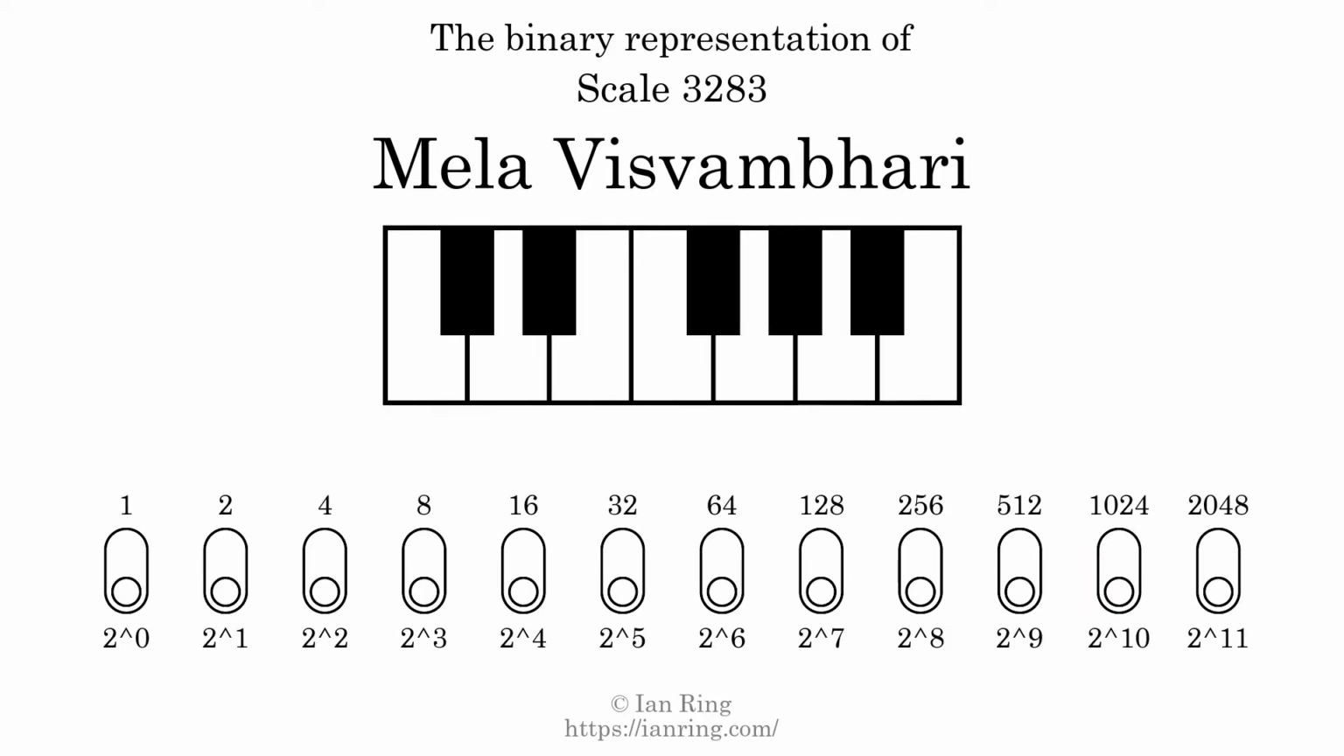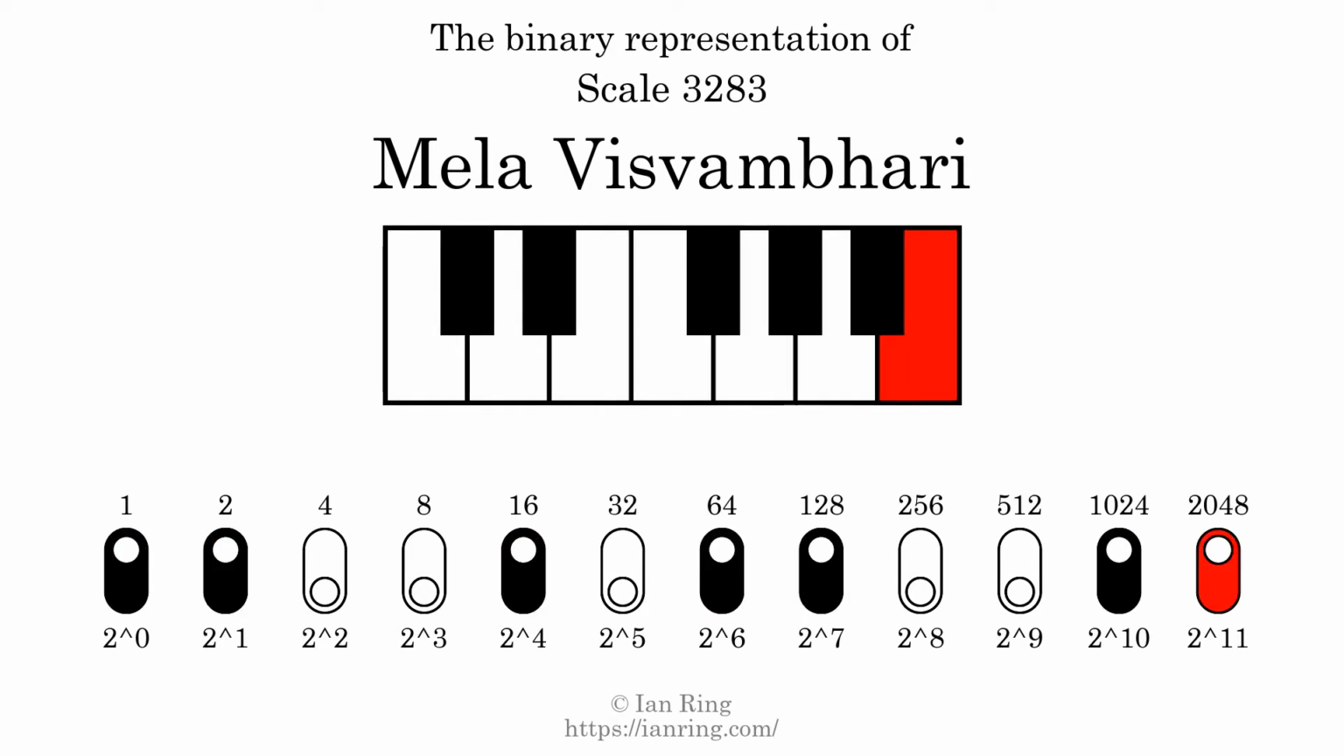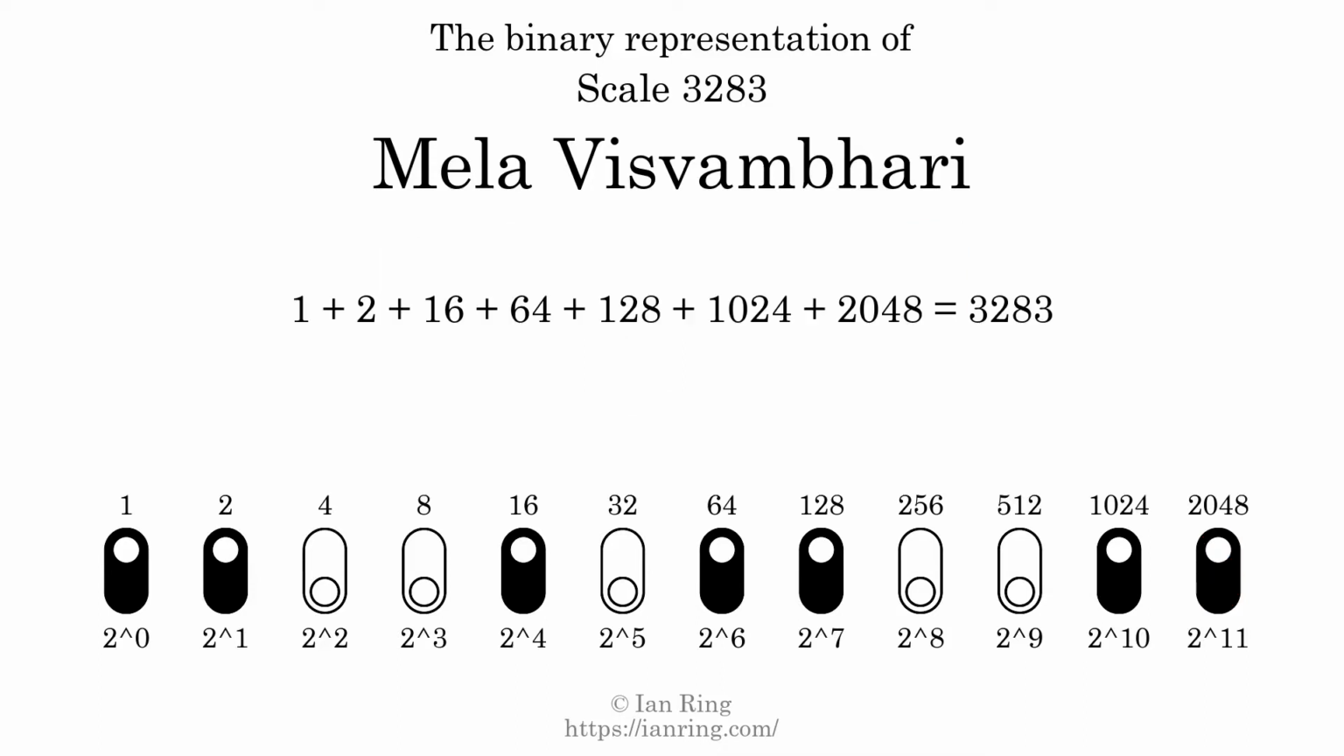The binary representation of this scale is determined by mapping tones of the scale to binary digits. Each binary digit represents a power of 2. To get the scale number, we add the powers of 2 together. The powers of 2 that are present in the scale, all added together, equals 3283. That is why the scale number, in decimal, is 3283.